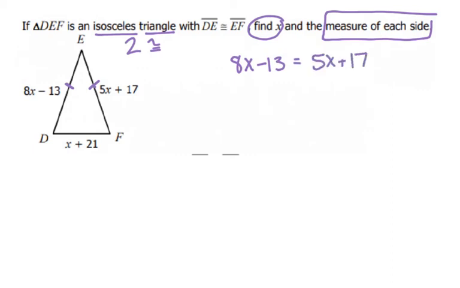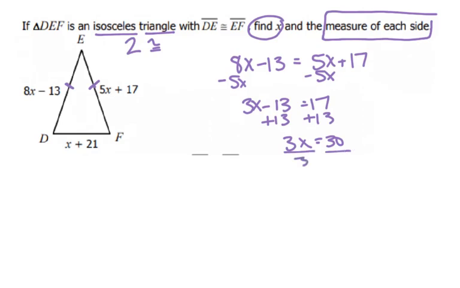Alright, so now I'm going to get all my x's to one side. I'm going to move the 13 to the other side. And I'm going to divide by 3. So I know that x equals 10, but I don't know the measure of each side. I'm going to plug in 10.